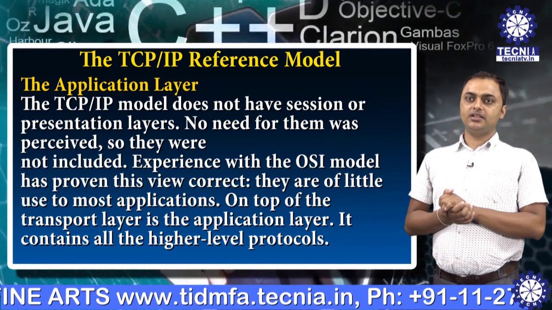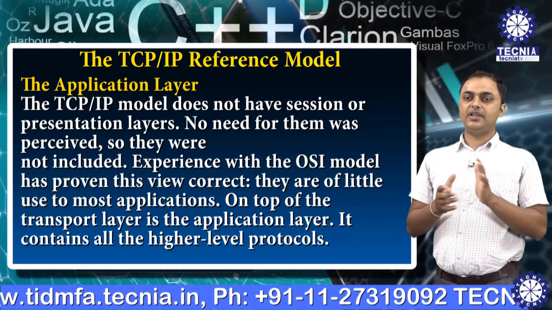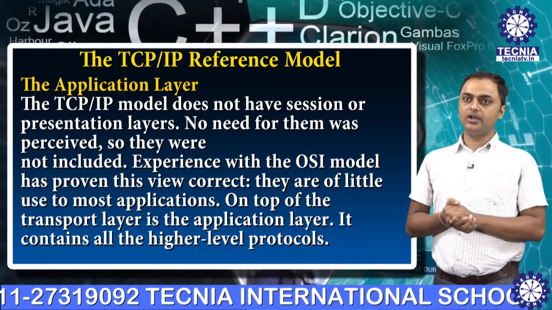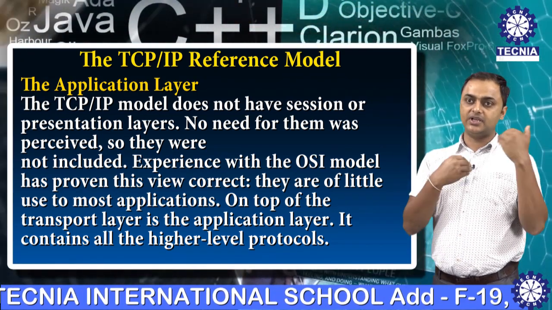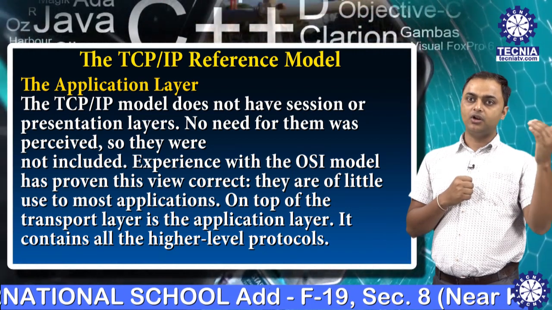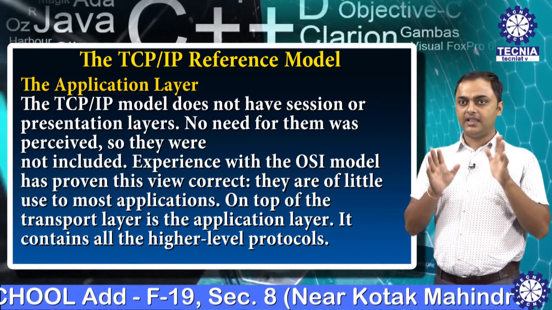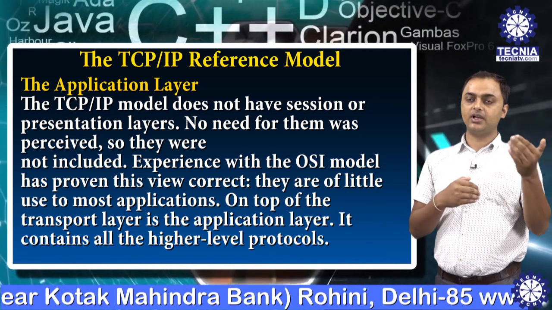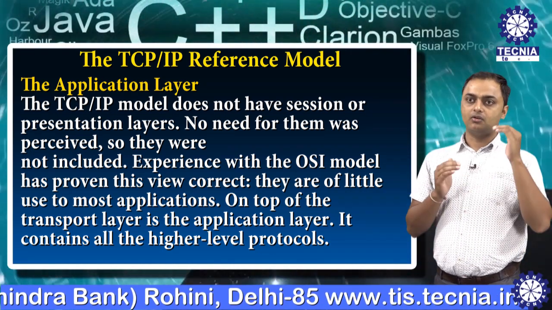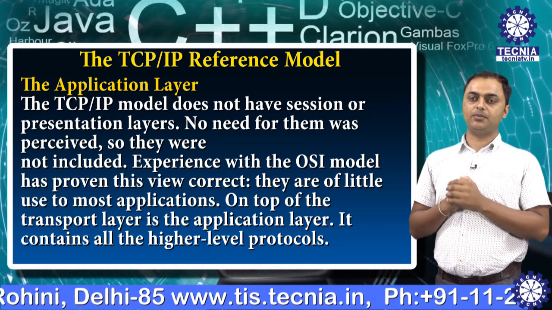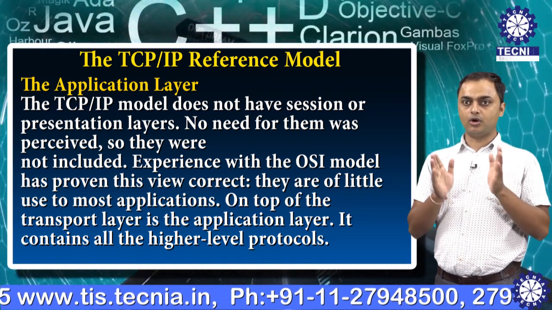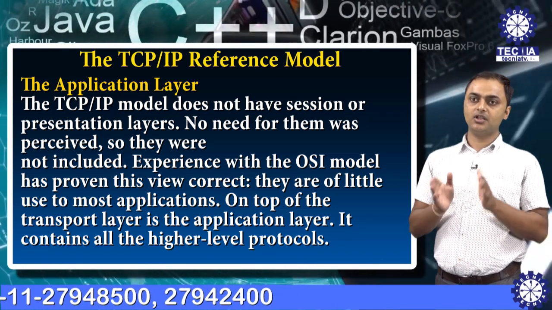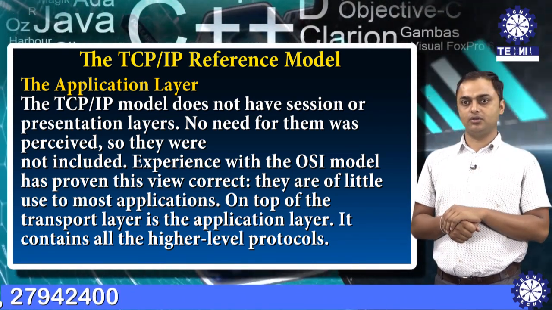The third layer is the application layer. The TCP/IP model does not have session or presentation layers. No need for them was perceived, so they were not included. Experience with the OSI model has proven this view correct. They are of little use to most applications. On top of the transport layer is the application layer. It contains all the higher-level protocols.